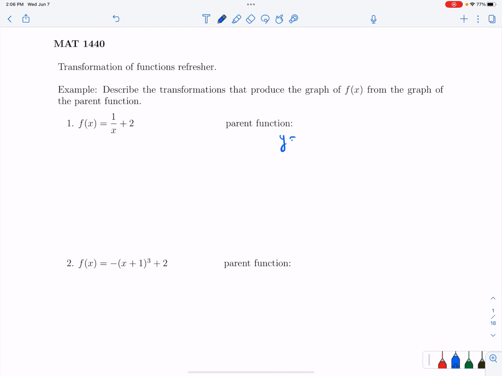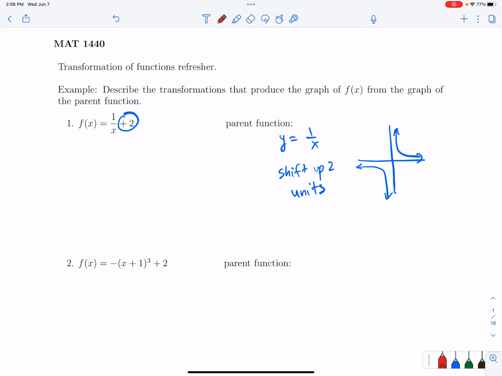The parent function here would be 1 over x, and the graph of that parent function is just this rational graph with those asymptotes. And so anytime we have a constant getting added or subtracted, that corresponds to a vertical shift. So we would start with y equals 1 over x, shift, we'd say up 2 units. So we don't need to graph this, but if we wanted to, everything would just shift up 2. So the horizontal asymptote would just shift up 2 units, something like that.